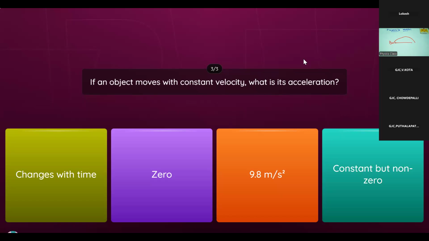Many responses. The options are: changes with time, 0, 9.8 meter per second square, constant but not zero.